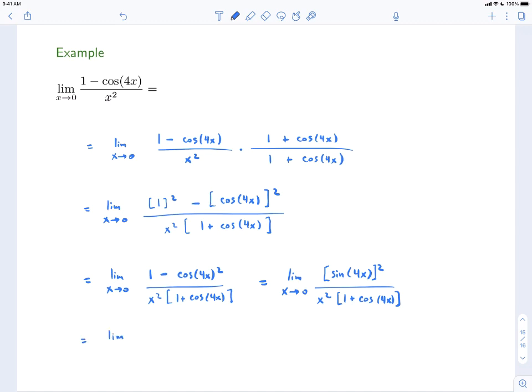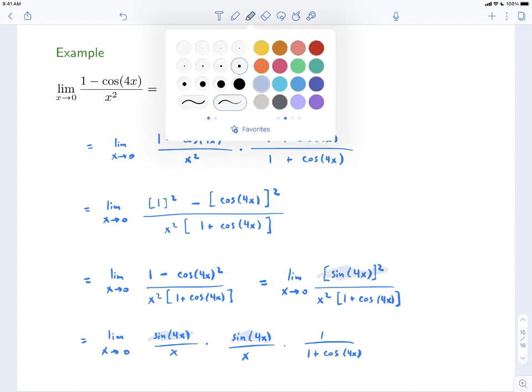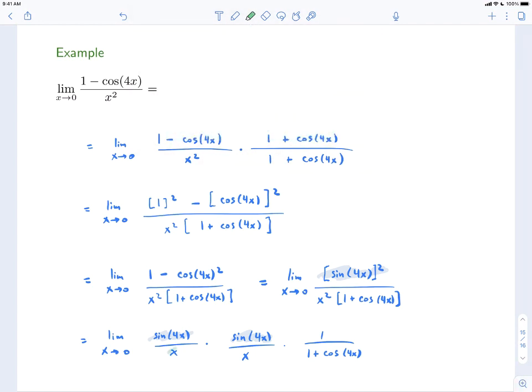So this is going to be the limit as x goes to 0 of sine of 4x over x times sine of 4x over x times 1 over 1 plus cosine of 4x. So how did we get all of this? Well, we have a sine of 4x times the sine of 4x, which gives us the sine of 4x quantity squared. We also have an x in the denominator and an x in the denominator, and that's the x squared.